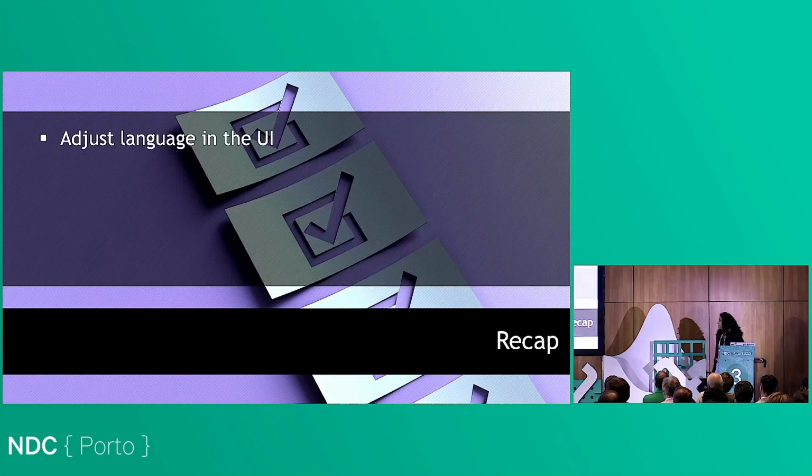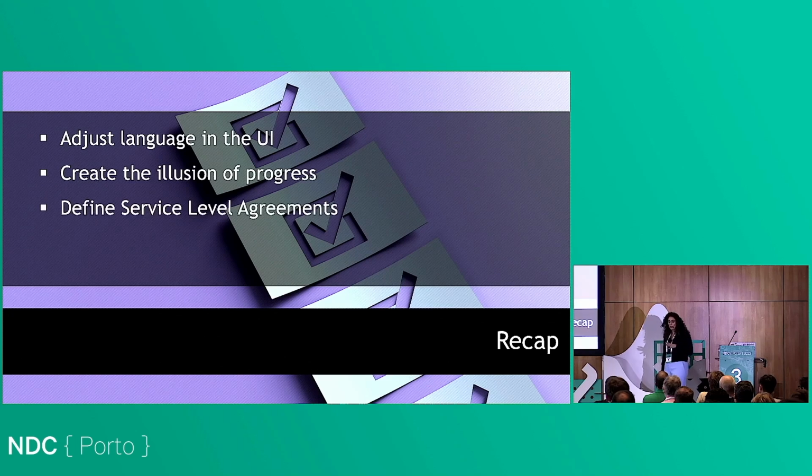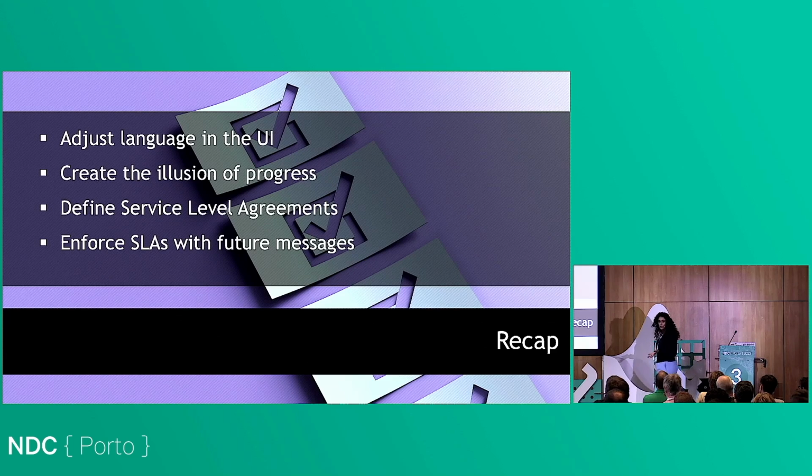Okay. Again, for this one, it's something that we need to accept once we move from synchronous to asynchronous communication, that there are going to have to be some changes to our user interface as well. So we want to adjust the language in the UI. We can use a little bit of creative freedom to create the illusion of progress, but we still need to be mindful of defining those service level agreements on the process level and enforce them with delayed messages.